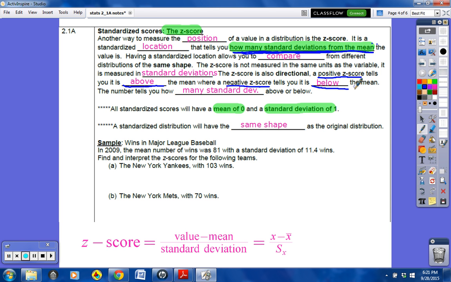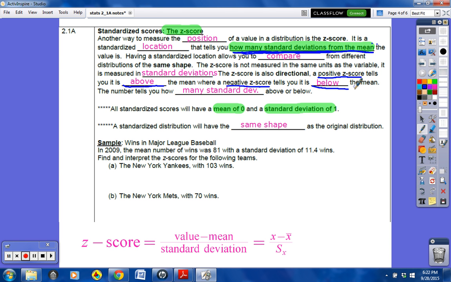And the number tells you how many standard deviations above or below. When we're looking at standardized scores, if you look at all standardized scores, they will have a mean of 0 and a standard deviation of 1. And a standardized distribution will have the same shape as your original distribution. So if your distribution was skewed to begin with, the standardized distribution will be skewed. If your original distribution was symmetrical, your standardized distribution will be symmetrical.